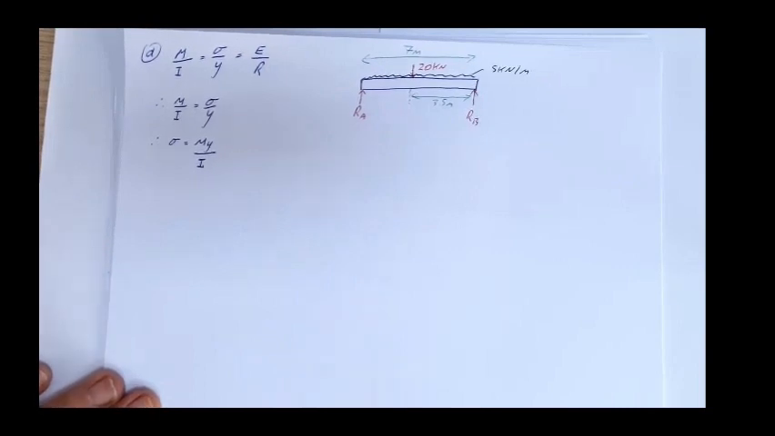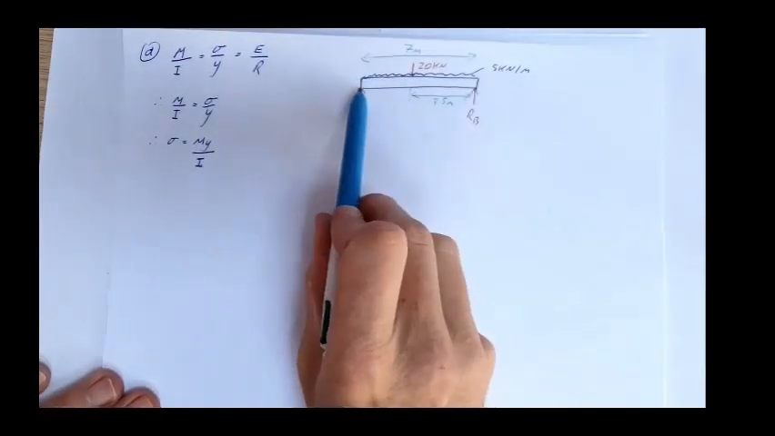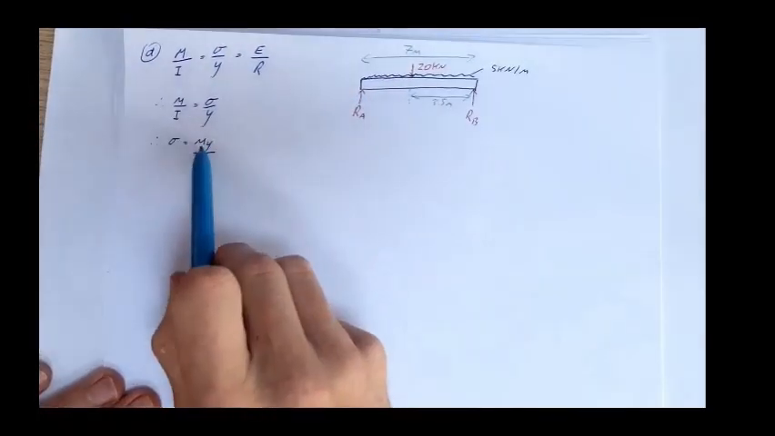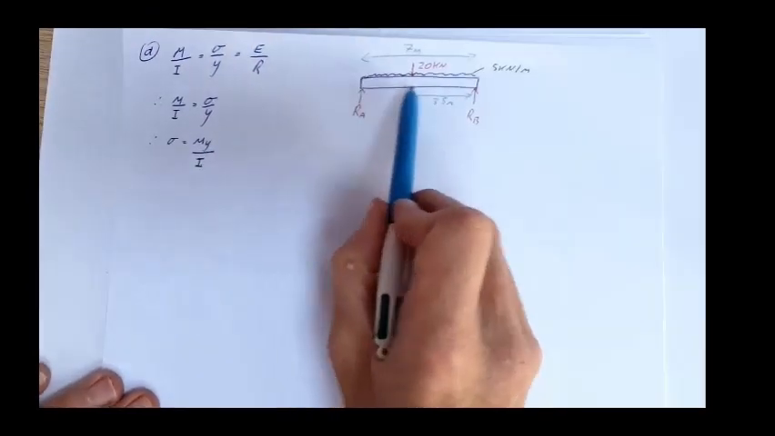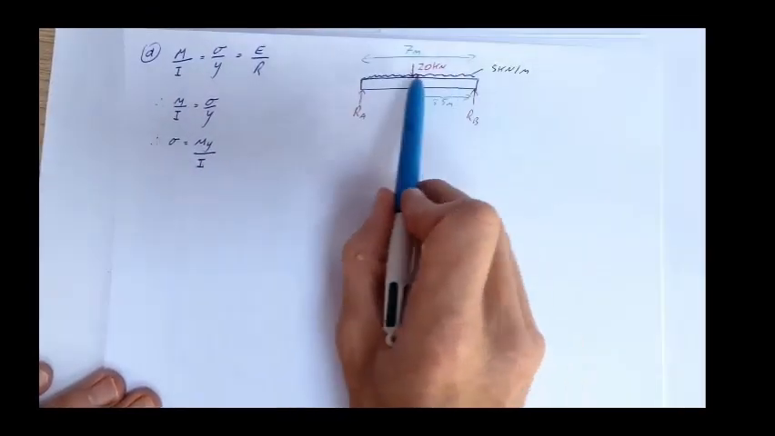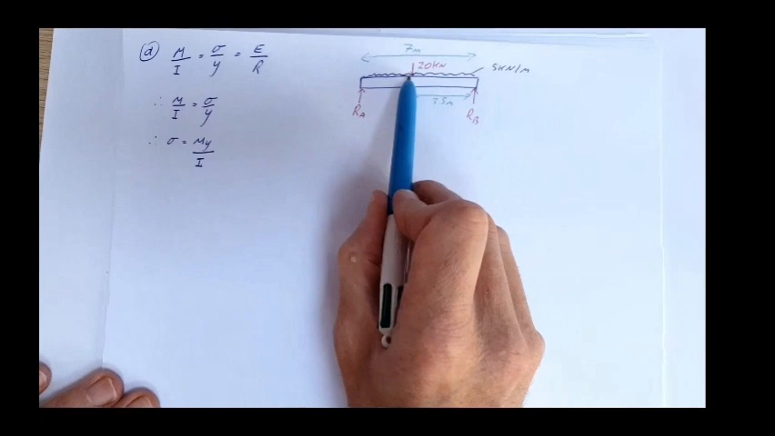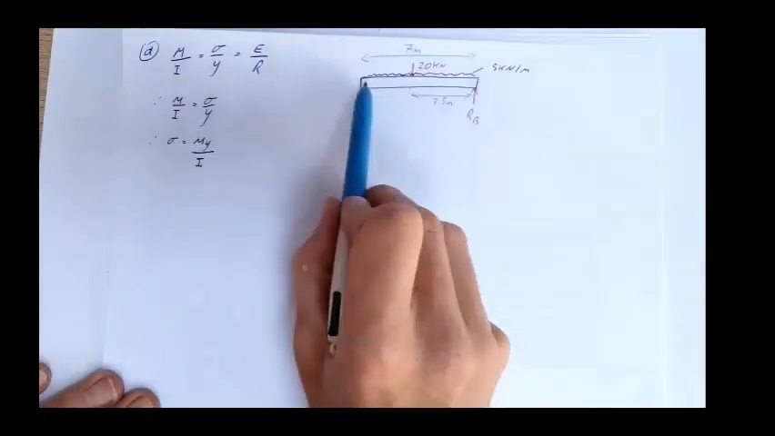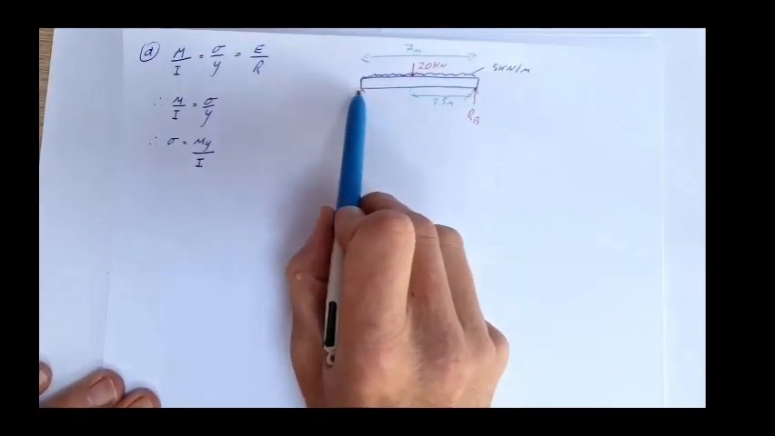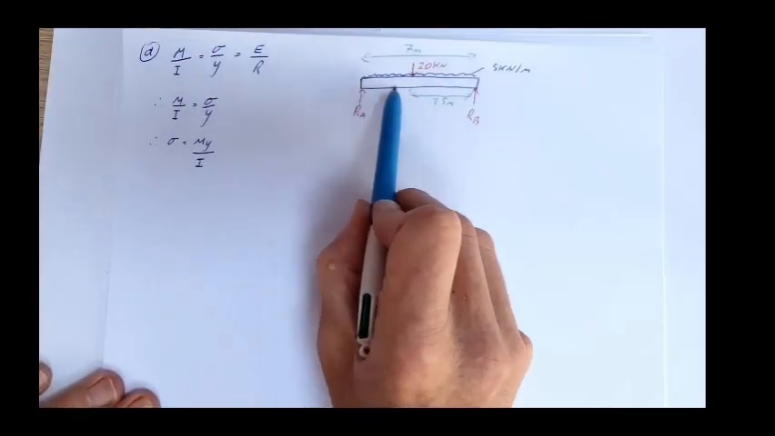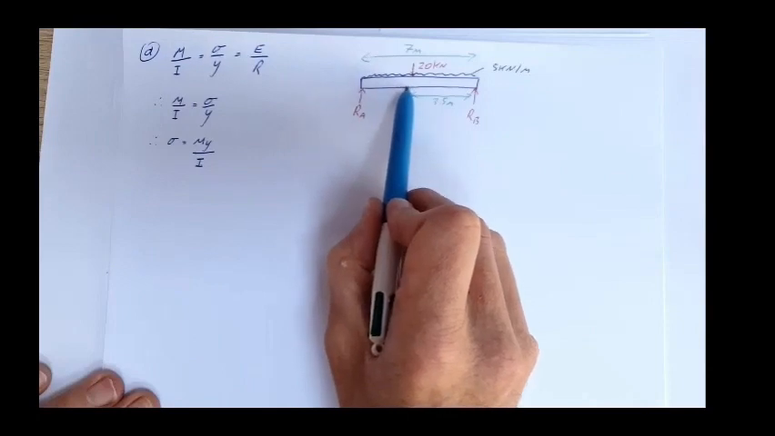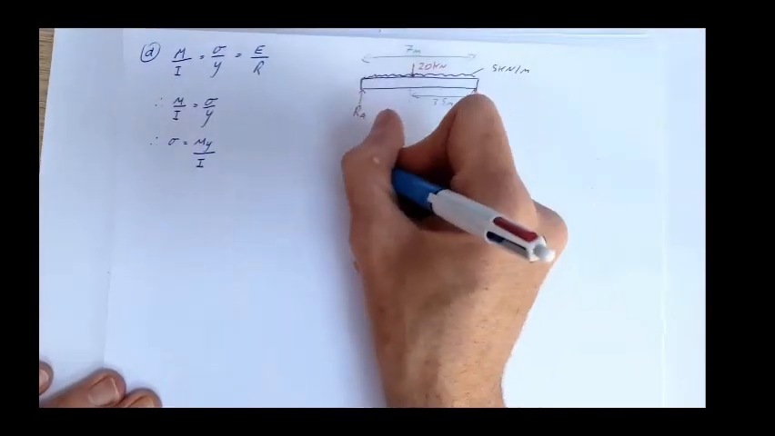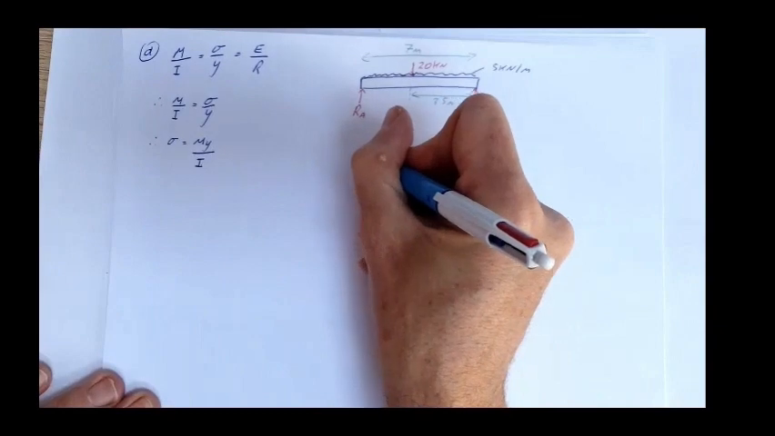In order to do that, we're going to start at this end of the beam and go to where we're going to calculate the stress. The maximum stress is going to be in the middle of the beam, where the moment is a maximum. So we need to calculate M in the center of the beam. We're going to start at the left-hand end, go to the center of the beam, look left and write down our moments.